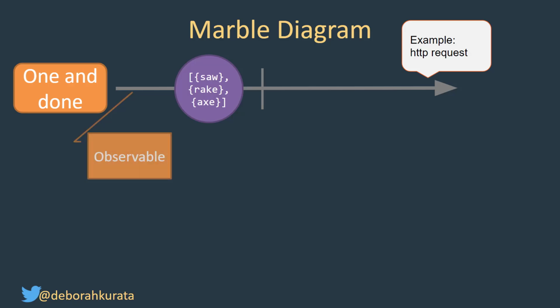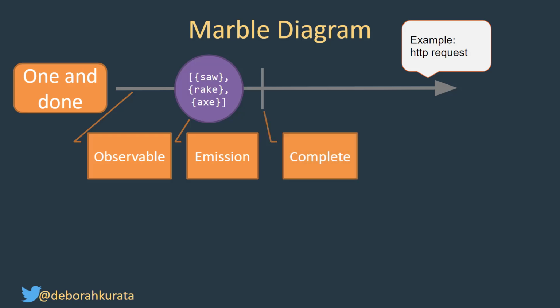So in this case, the observable is the line with the arrow on it. The emission is that marble, that purple dot on there, and the straight vertical line is the complete. I have "one and done" listed on the left because when you work with HTTP, your observable is one and done.